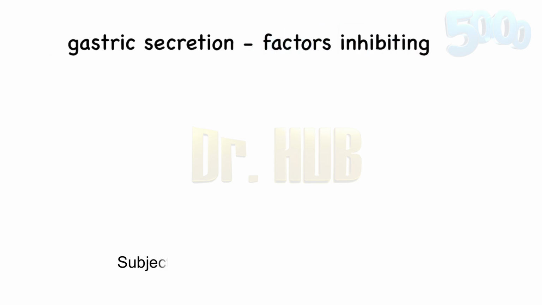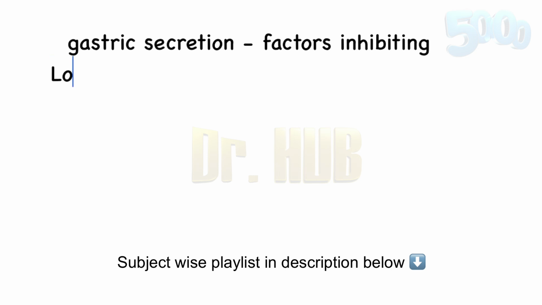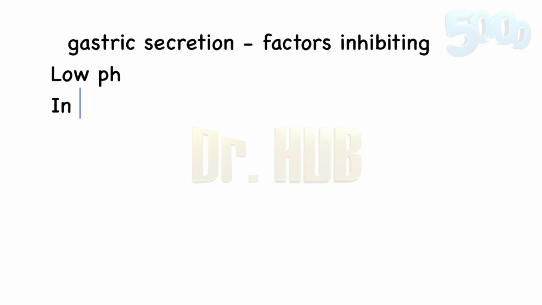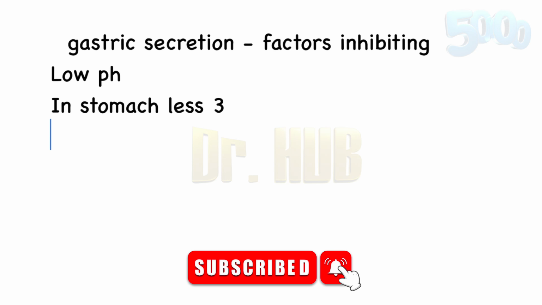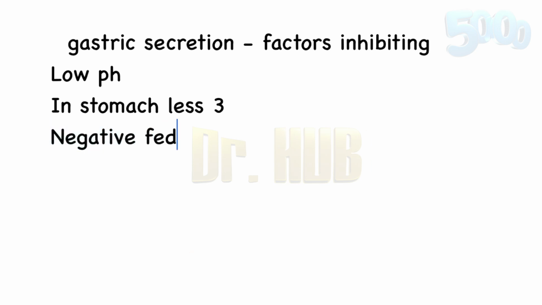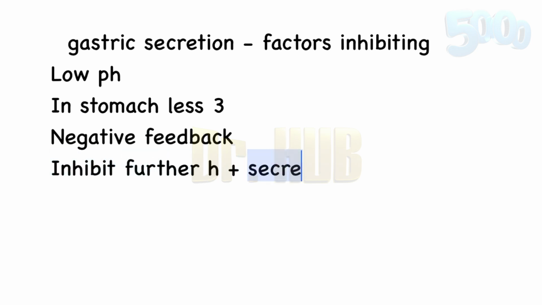Now let's look into the gastric secretion and the factors inhibiting it. The first factor is a low pH. What does a low pH indicate? It means the pH of the stomach content is less than 3, and then the gastric secretion is inhibited by negative feedback, which inhibits further H plus secretion.